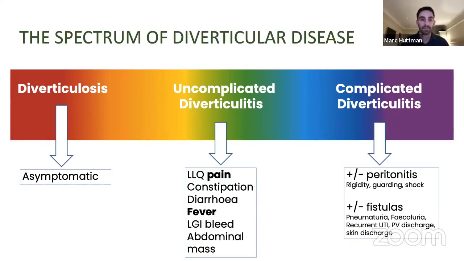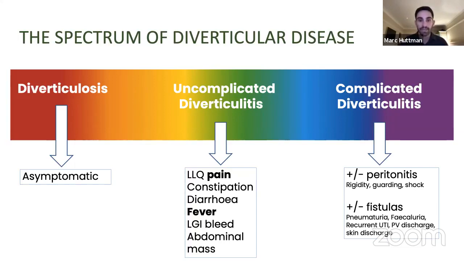That typically presents with left lower quadrant pain, sometimes right, as we've explained. Change in bowel habit, sometimes constipation, sometimes diarrhea, fever, because you have an inflammatory response to that, lower GI bleed, so fresh red blood coming through the back passage, is a very common presentation, which can be by itself or alongside all of those other features, and sometimes an abdominal mass too, if there's an abscess or a phlegmon, which we will explain in a short while.